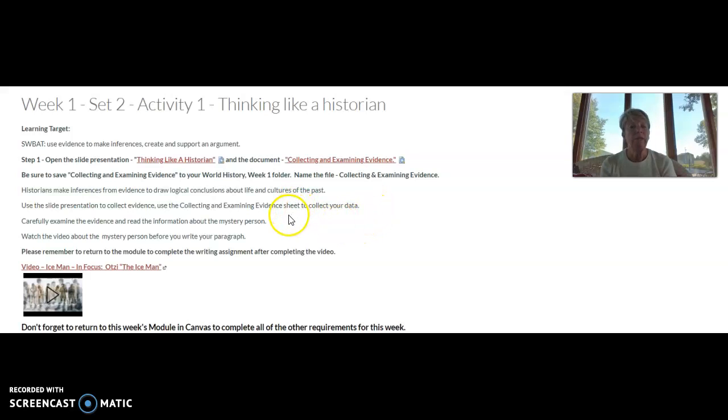Again, read the information and observe the evidence in the pictures and also the additional information that is supplied in the slide presentation. Watch the video about the mystery person before you begin to write your paragraph. Please remember to return to the module to complete the writing assignment after completing the video. And don't forget that you do have a writing assignment that goes with this, and the writing prompt will be in the assignment.